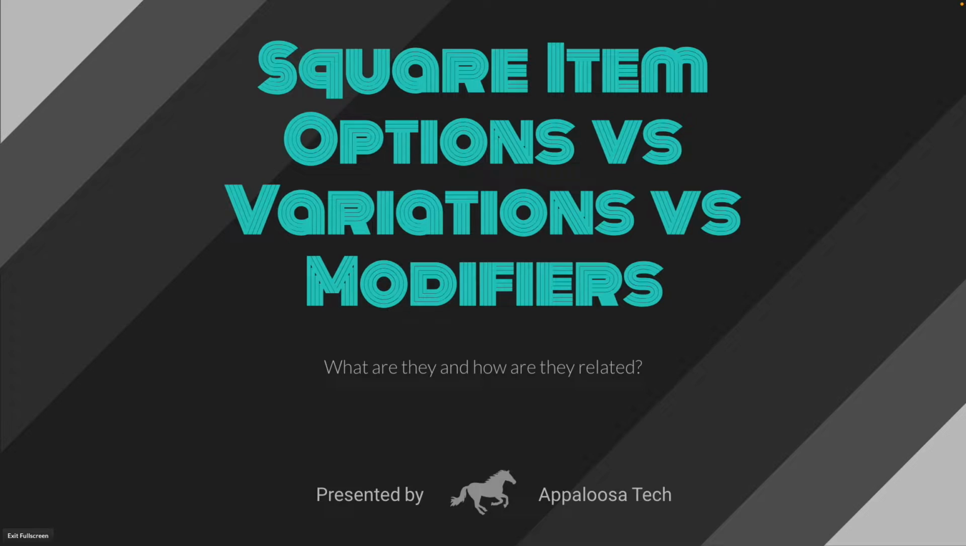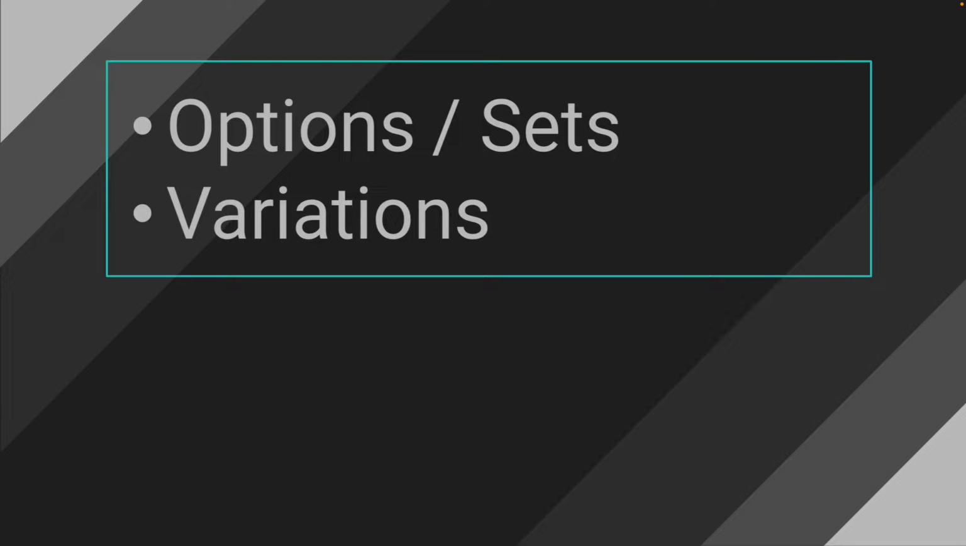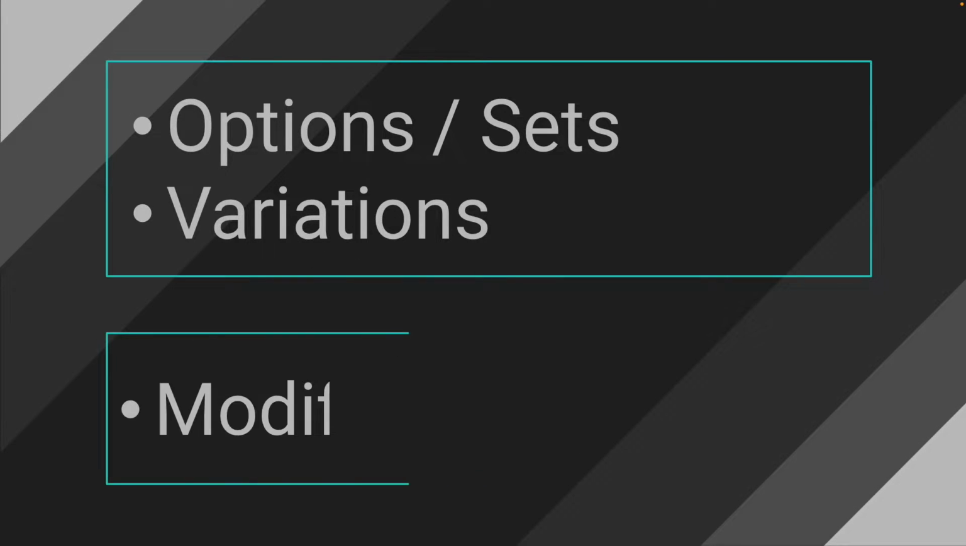Firstly, what we'll do is take a look at what's related and what's not. So we have two different things here, not three. We have options, which exist inside of option sets, and then those are used to create variations. So yes, this is sort of two separate things, but they're related. That's why they're in this little box.